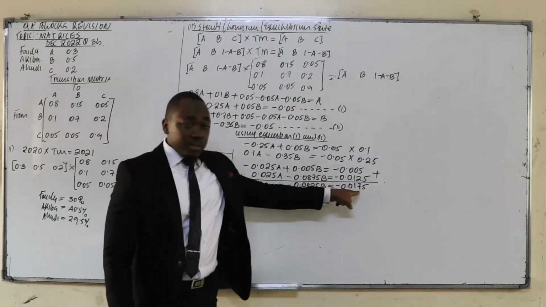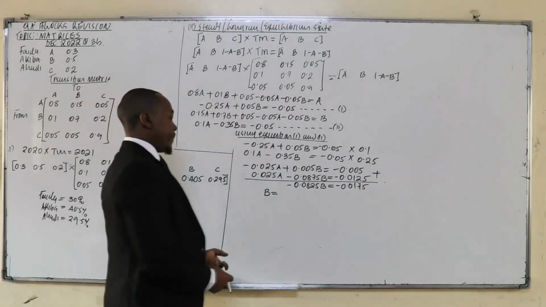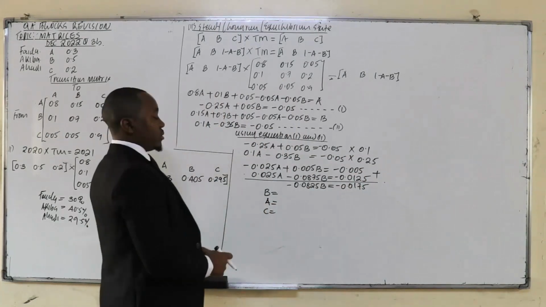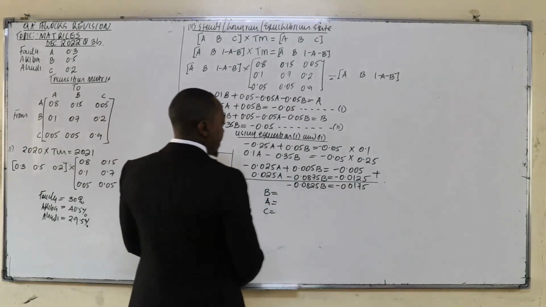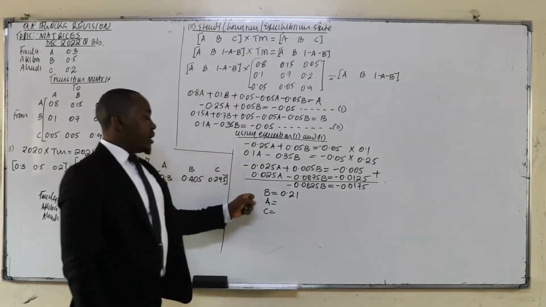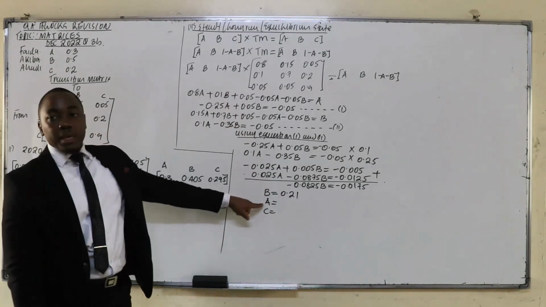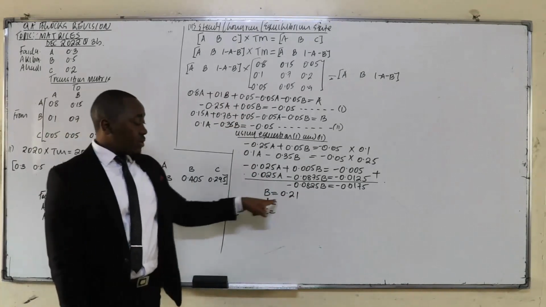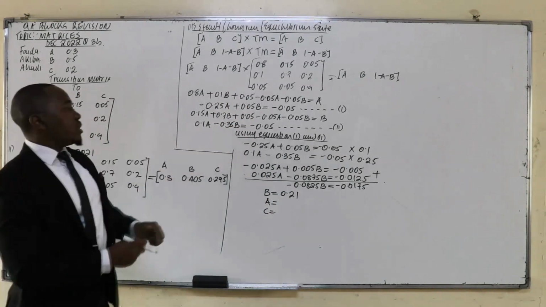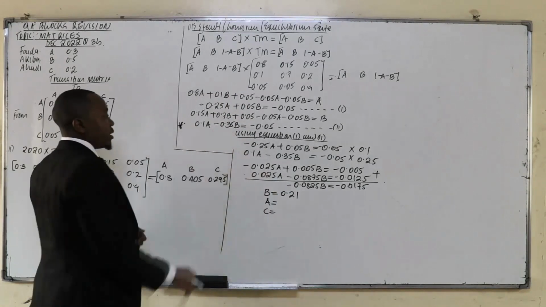Now give me B. You just take this and divide by this. What do you get? 0.21. Now, if B is 0.21, can you substitute into either equation 1 or equation 2 and give me A? Can you substitute equation 2? This one is the easiest. Substitute equation 2 and give me A if B is 0.21.